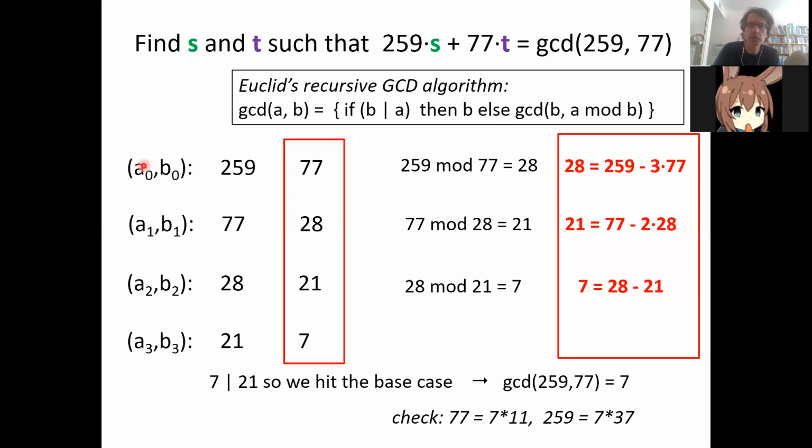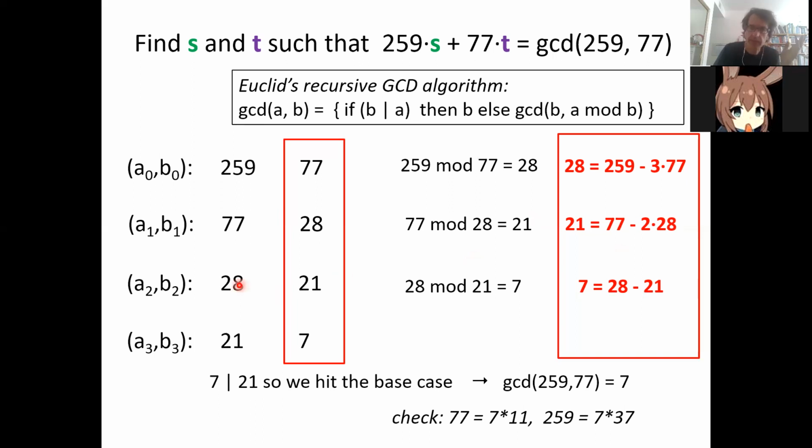Okay. So let's call the initial parameters you call it on A0, B0. Let's say you call it on 259 and 77. The next recursive call is on 77 and 28 because the new A is the old B, and the new B is A mod B, and A mod B happens to be 28. Okay, then what's happening in here? Is 28 a divisor of 77? No. So you make a recursive call with new A being old B. So this just gets copied. And what's the new B? It's 77 mod 28. And that happens to be 21 because of this equation. All right. So this is the call.